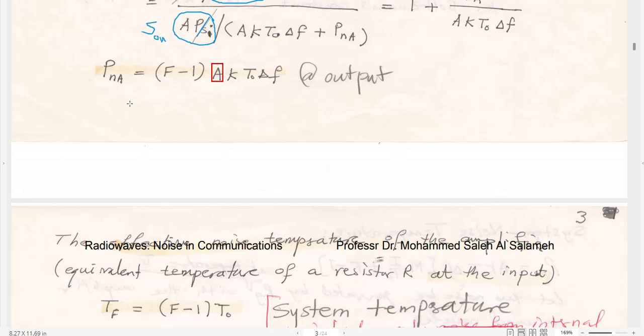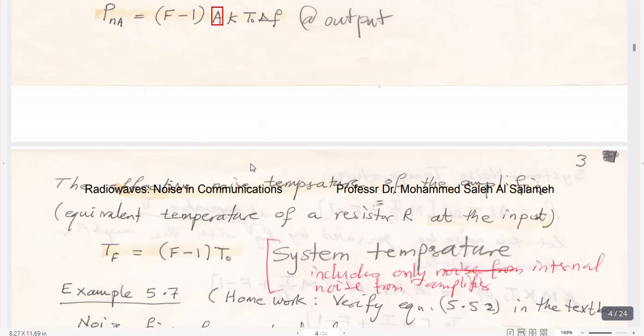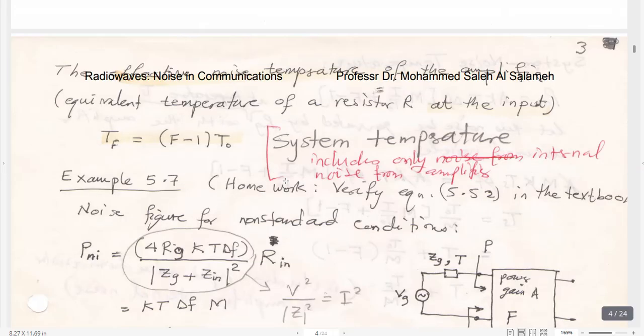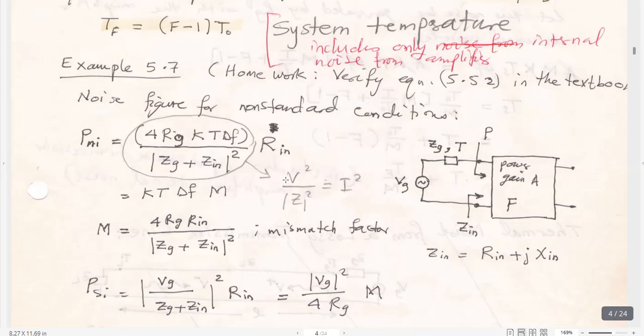If you want the system temperature or noise equivalent temperature for the amplifier, we divide by K delta F, and we will get F minus 1 times T naught. So it is (F minus 1) T naught, the equivalent noise temperature of the amplifier. It is the equivalent temperature of a resistor at the input that gives the same noise power at the output.